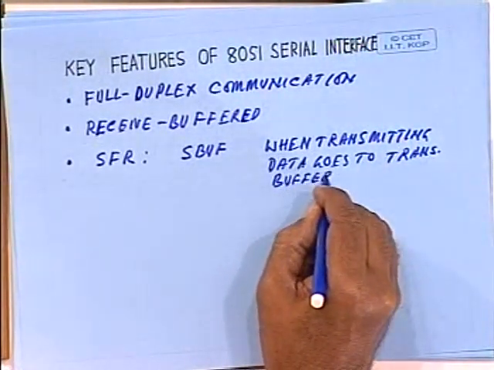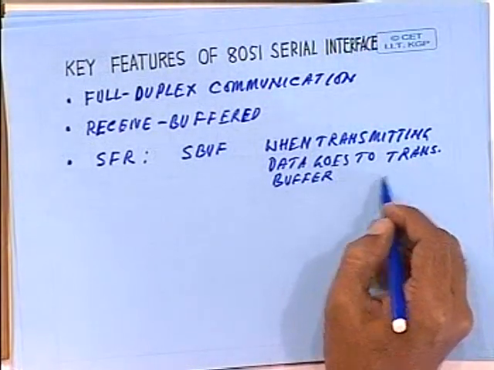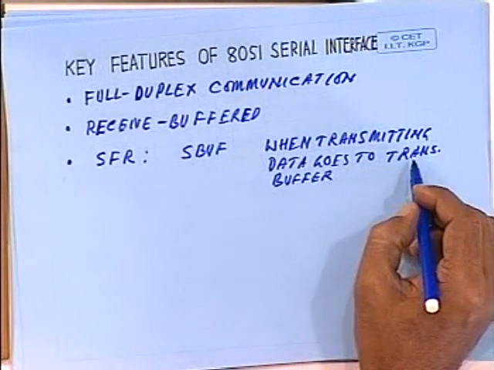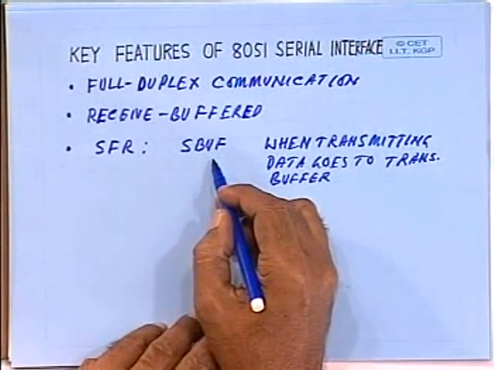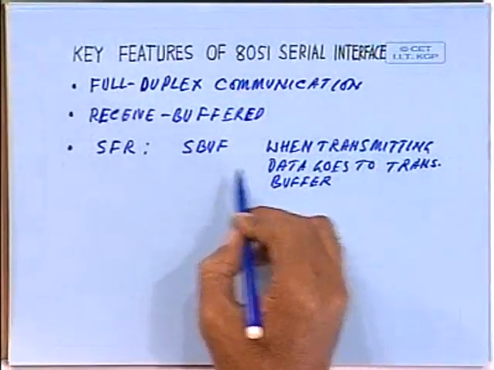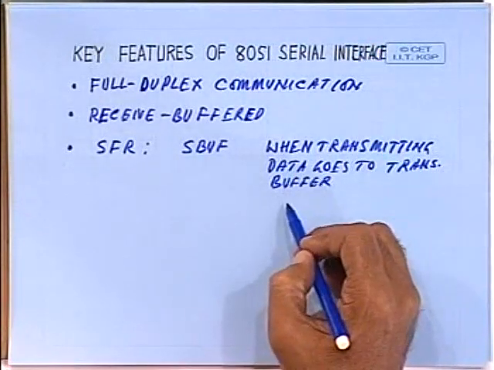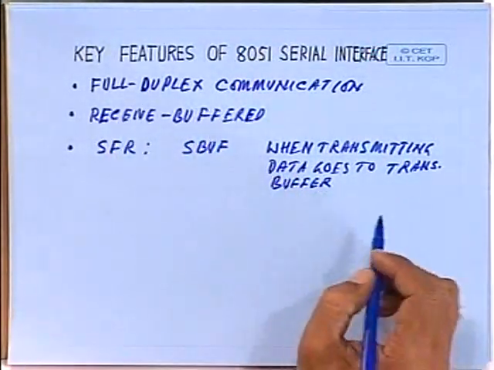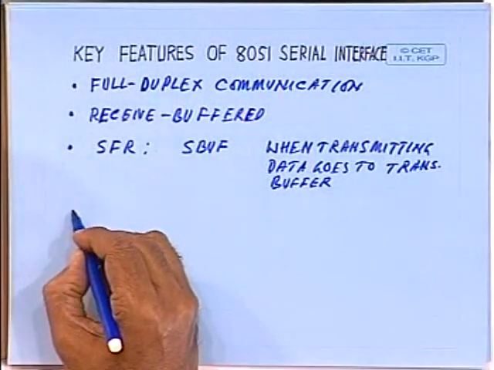Similarly, whenever you are receiving, the data goes to a separate receive buffer which is available within the processor. Although the address is the same and the mnemonic is the same, physically inside the device you have two such buffers, one for transmitting and one for receiving, and that facilitates full duplex communication. You can keep on sending and receiving simultaneously.